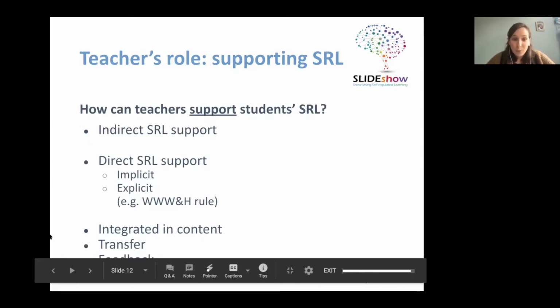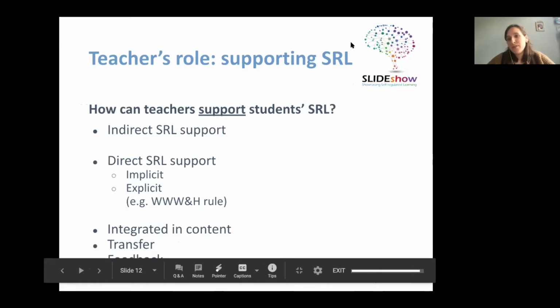So importantly, you have to also directly support your students' self-regulated learning, which can be done in an implicit way, meaning that you could model good behavior, how you manage your emotions, how you set goals for the week, etc. It's also about encouraging and reminding students to, for example, seek help in an effective way. And then the final way you can support your students' self-regulated learning is the most effective one.